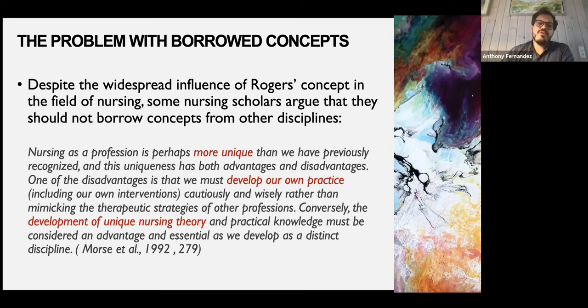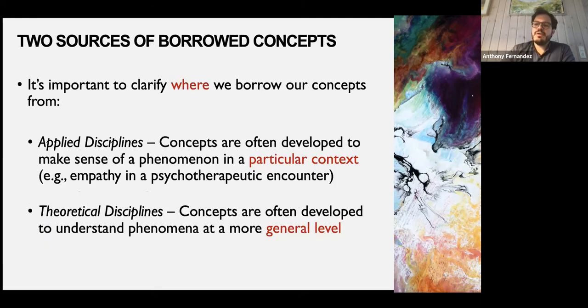So I think that this is a fairly pointed criticism. I think it's an important concern that Morse and her colleagues express here. But there's a certain distinction that they don't make in this article. And this is something that Zahavi and I have pushed in our work on empathy and nursing, that we need to draw a distinction between two different sources from which you might borrow concepts. On the one hand, you can borrow concepts from other applied disciplines. And on the other hand, you might borrow concepts from other theoretical disciplines. So let's think about what the difference is there.